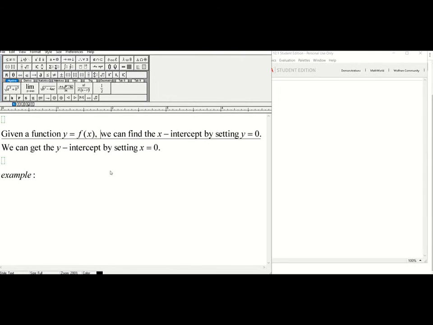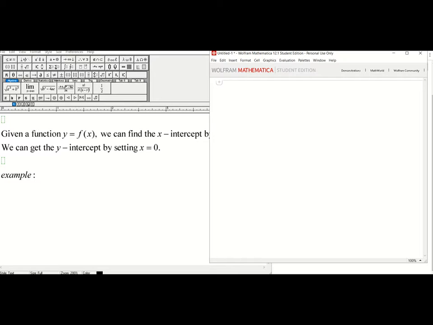Okay, you ready? We're going to try to get intercepts. If we're given a function f of x, we can get the x-intercept by setting y to 0. We can get the y-intercept by setting x to 0. Let's look at something for a second.